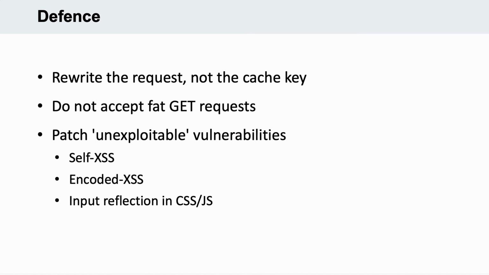As far as defense goes, the key thing is, if you want to make these optimizations, just rewrite the request, not the cache key. This is vastly safer. Also, don't accept fat GET requests, don't use Rails, I guess, or see if you can patch it. And if you're using caching, it's really important to patch unexploitable vulnerabilities.